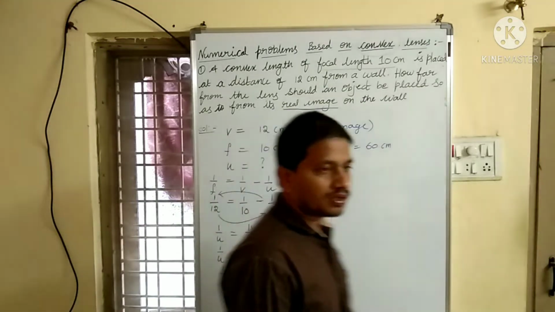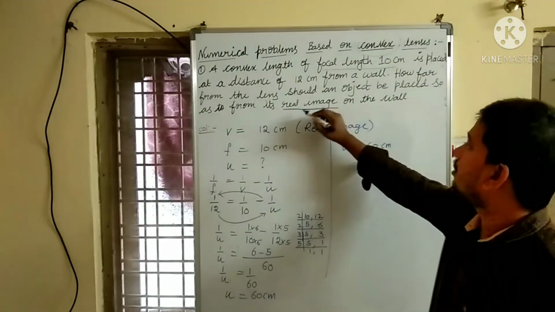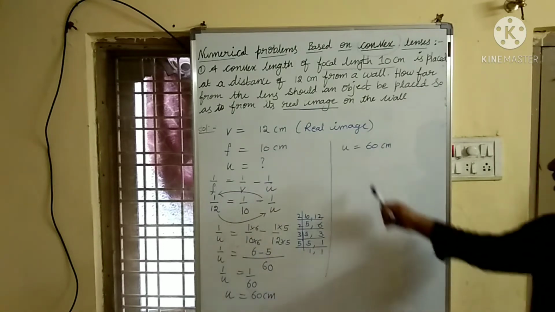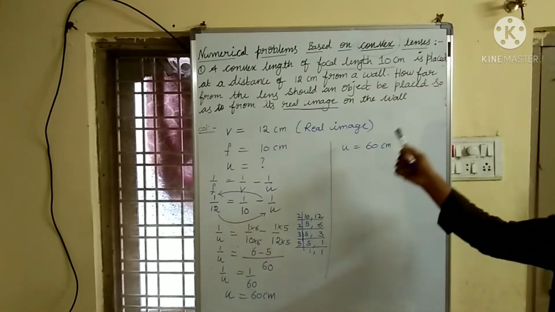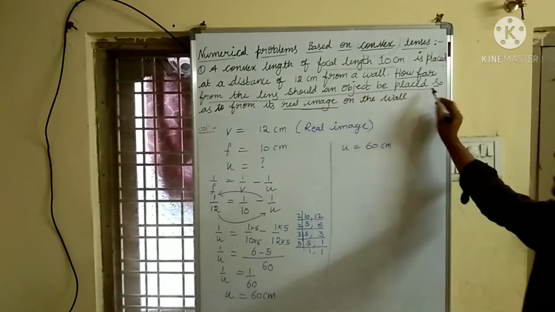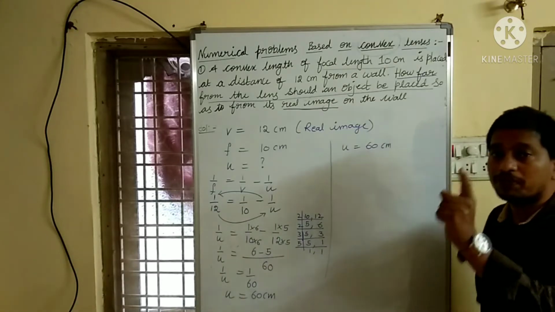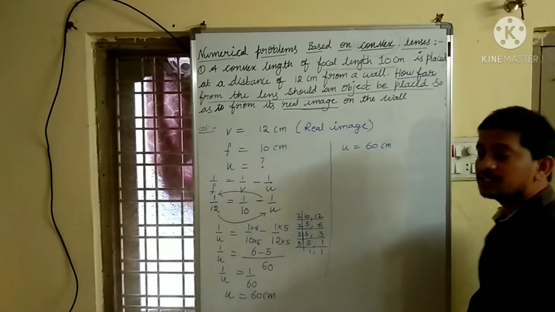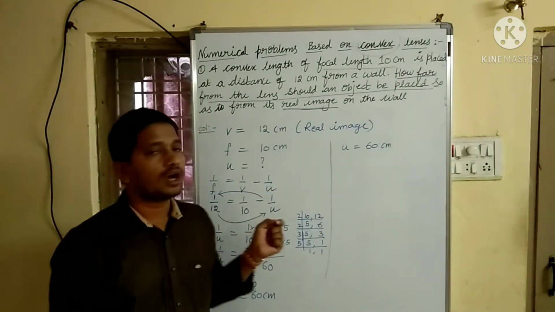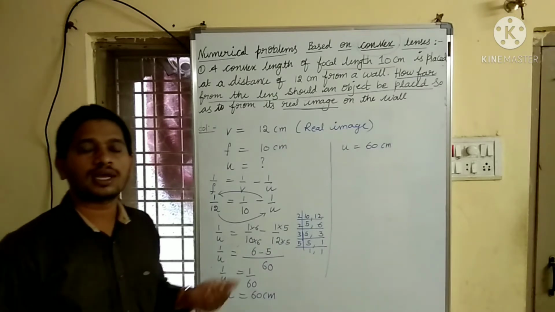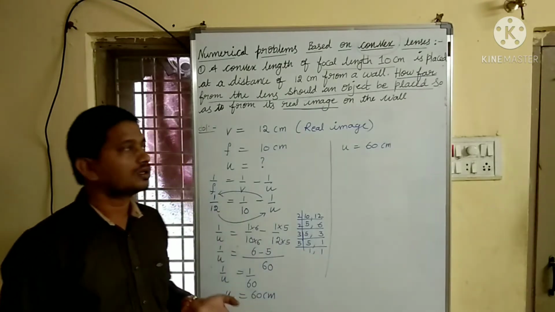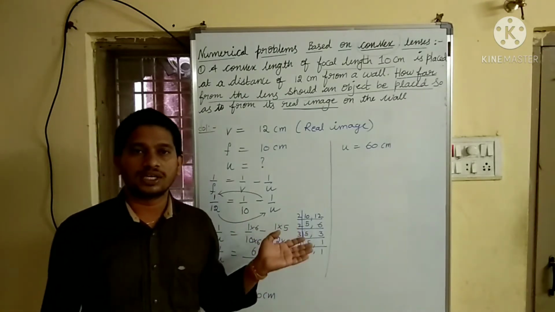So what is the nature of the image? It is a real image, as they have mentioned. They are asking how far from the lens the object should be placed, so we need to place the object at a distance of 60 centimeter from the lens. Got it? That is how to find object distance if focal length and image distance are given. We will go with one more numerical so that we can understand the concept clearly.